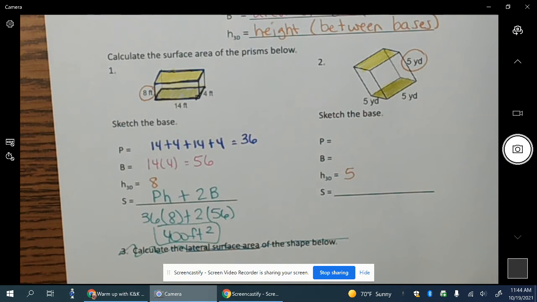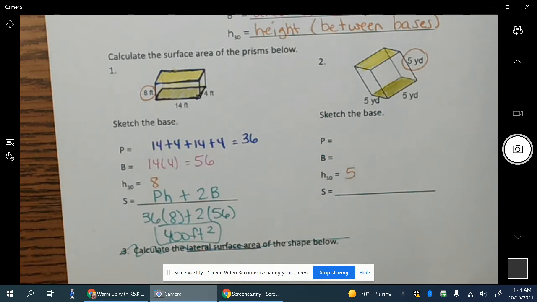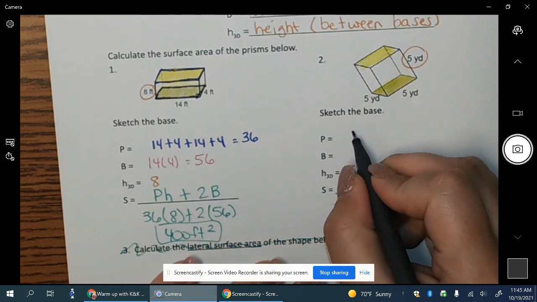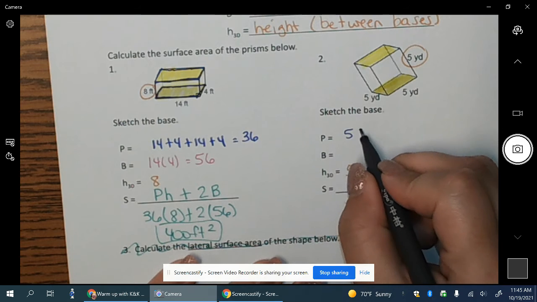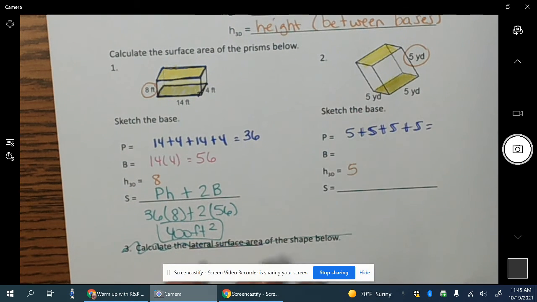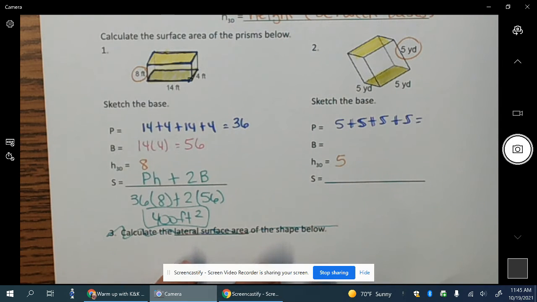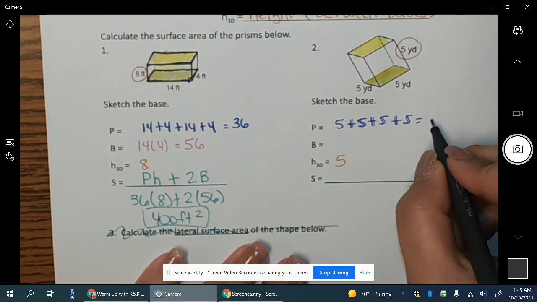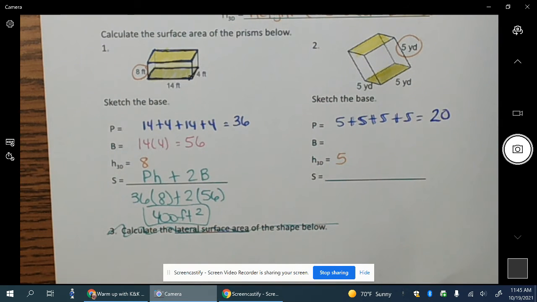All right, now I want to go to the P, which is the perimeter of the shaded part. So I only have 2 numbers, but I know perimeter is how many? 4. So what numbers do I add together to get perimeter? 5 plus what? Plus what? Plus what? Could you also just do 5 times 4? Yes, but if that confuses you, don't do it. If it doesn't, then go ahead and do it. What's the perimeter? 20.